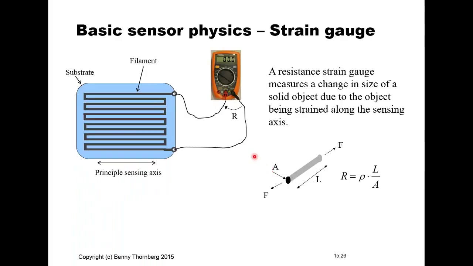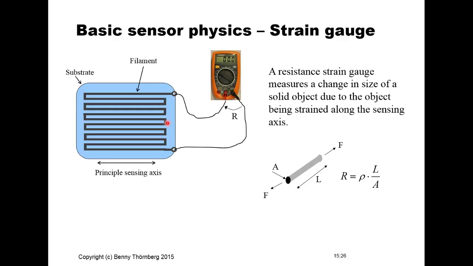Here you see a strain gauge sensor where you have this conductor that is printed on this substrate in a number of loops to increase its sensitivity, and it will have a principal sensing axis in this direction, because when you're exposing the strain gauge sensor to force in this direction, then the length and cross-section area of these wires will all change.